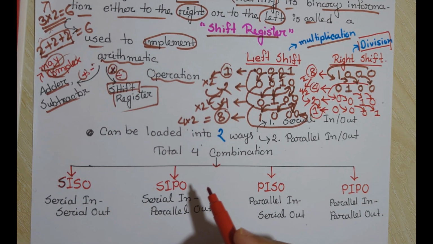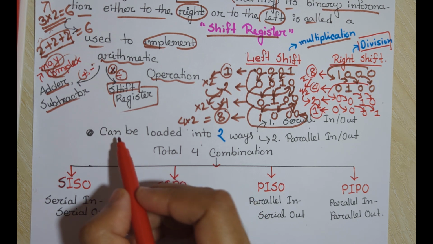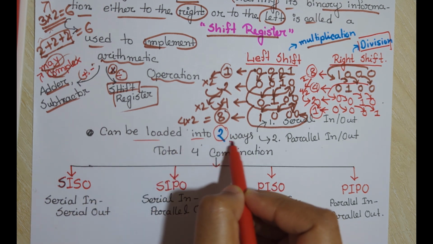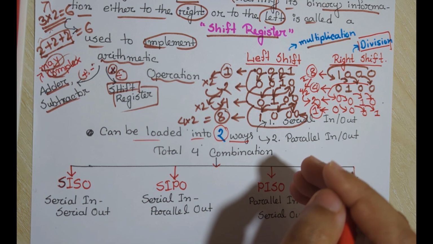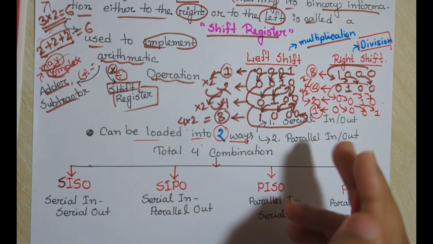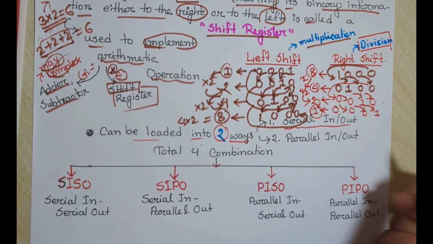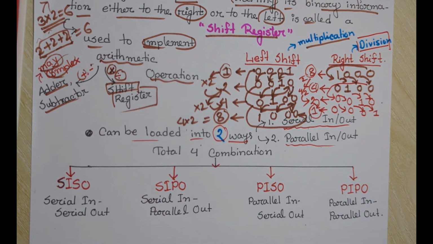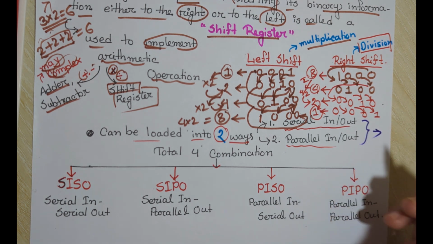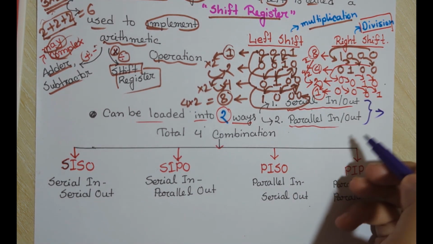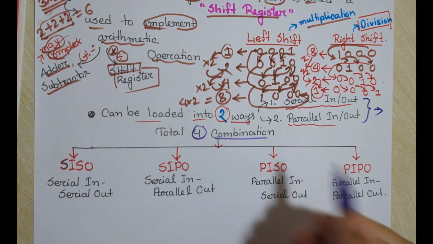Let's see. This shift register can be loaded in two ways. Which means the input and output of this shift register are designed in two ways. They are serial input or serial output, and the other is parallel input and parallel output. And with these two input and output combinations, we will get a total of 4 combinations.